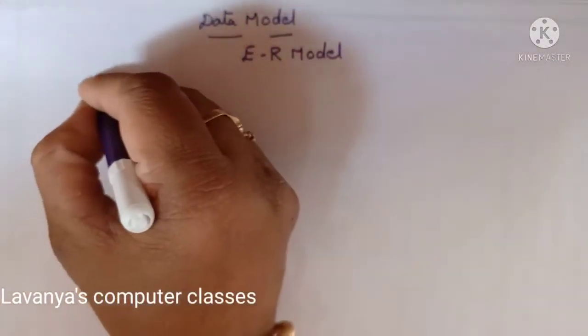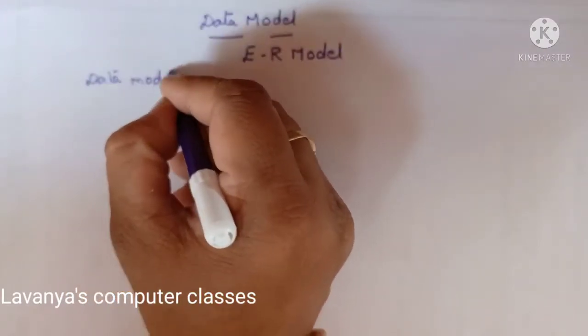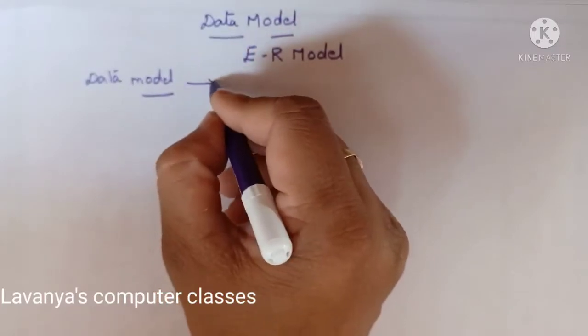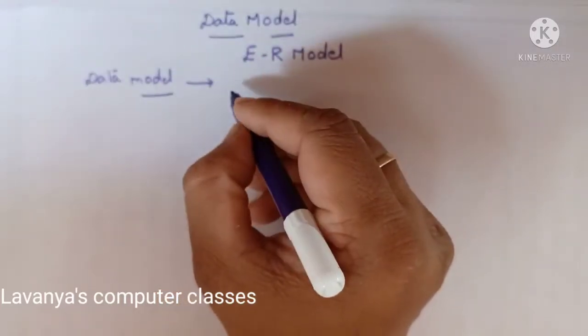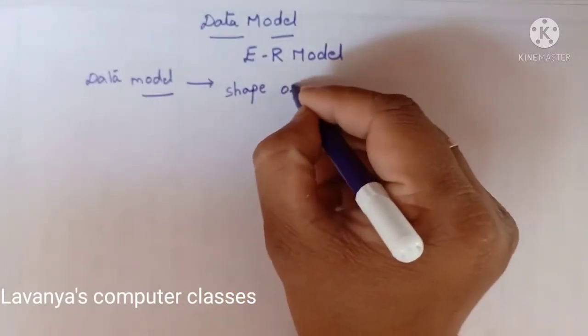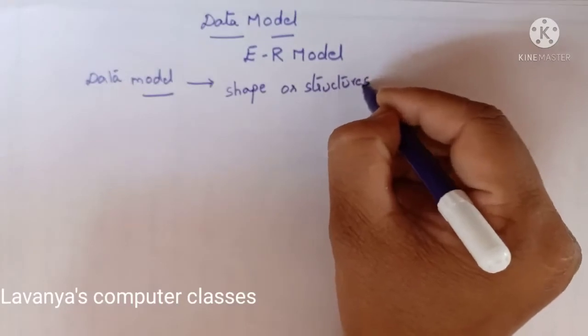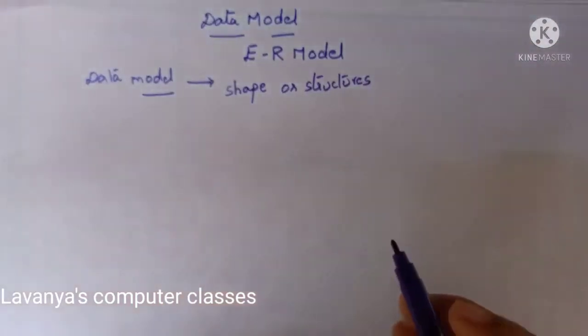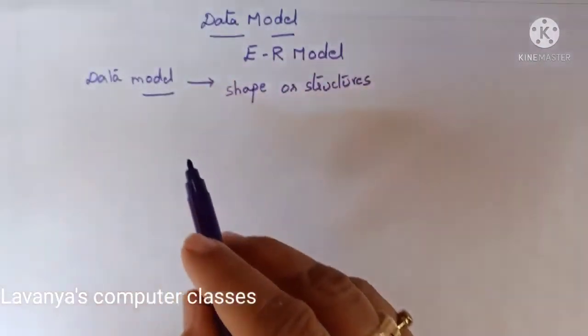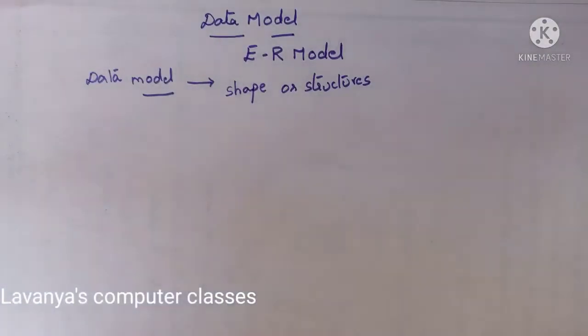So what does data model mean? A data model is a model that is used for representing. It gives some information about the shape or structure of the database, how the database looks like, what the structure of the database is. All of this is explained in the data model. The data model makes it easier to understand the meaning of the data by its structure.